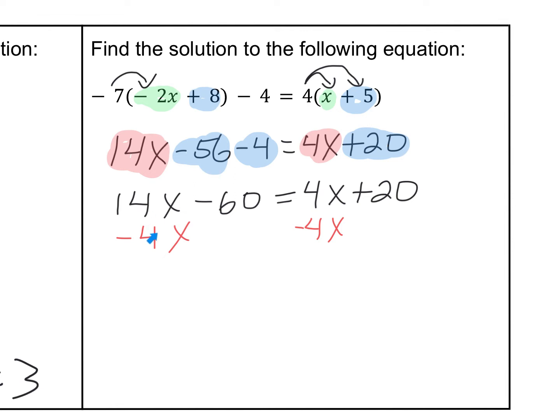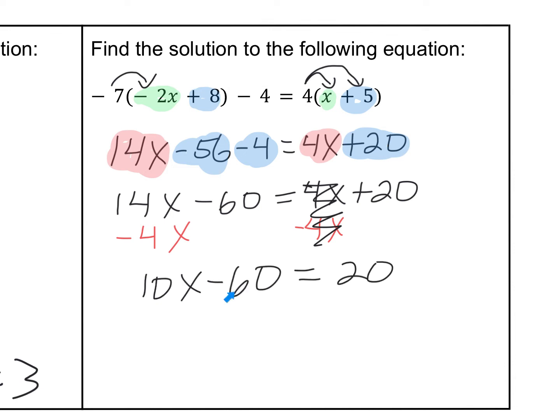So now let's take care of both of these. Well, 4x minus 4x just cancels. That's 0x, so that goes away. And then over here, 14 minus 4, well, that's 10. So that's going to turn into 10x. Now I'm just going to bring down all my other terms. Minus 60 equals 20.